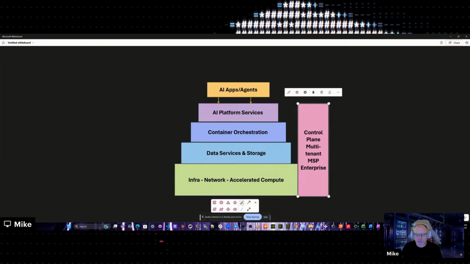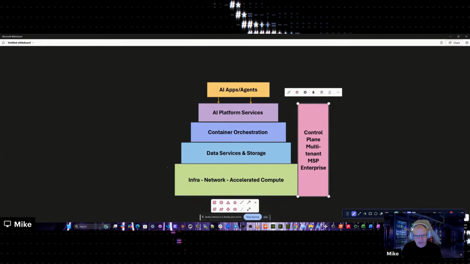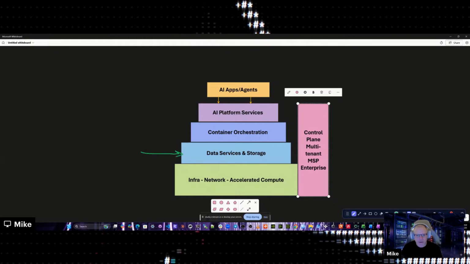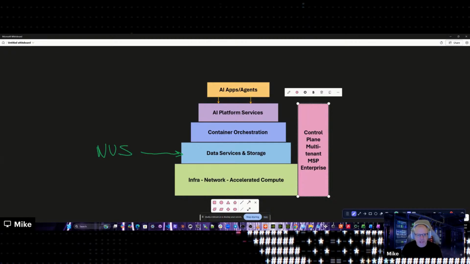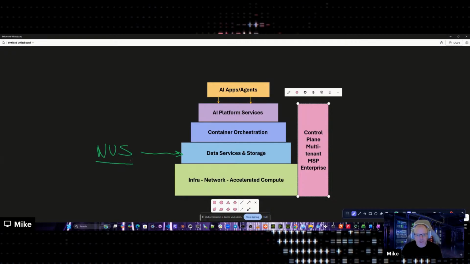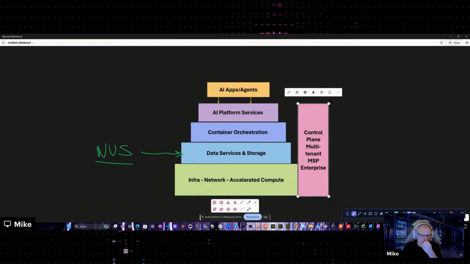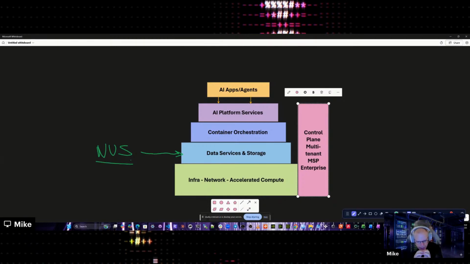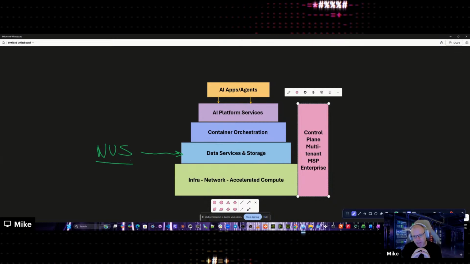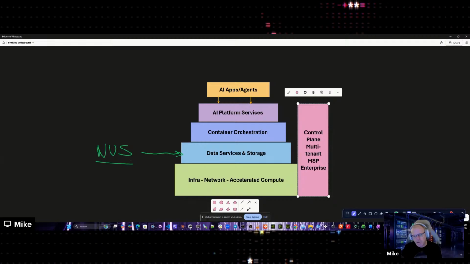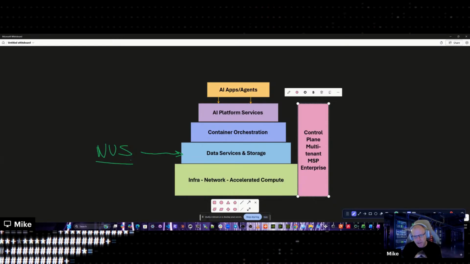But really, I'm going to focus on this area right here. What I mean by that is I'm going to focus on NUS, which is Nutanix Unified Storage. I'm going to talk about what that looks like, and how that distributed scale-out storage platform delivers massive bandwidth and massive throughput for AI workloads. And of course, it's NVIDIA certified.